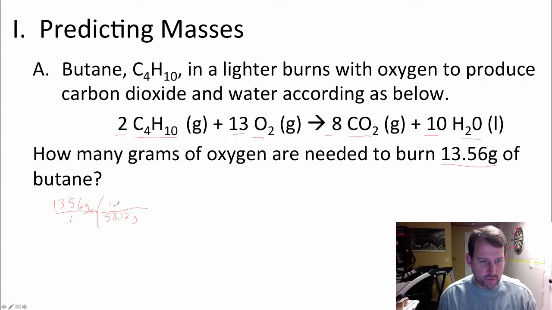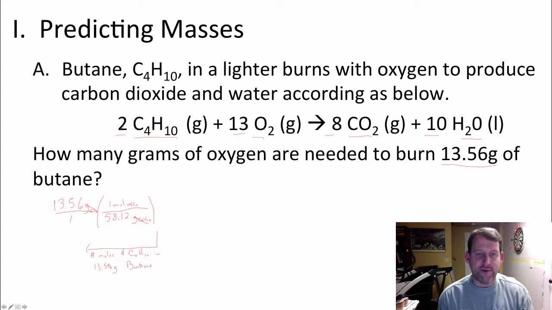58.12 grams is 1 mole of C4H10, and this is C4H10 as well. So now I have right here, these cancel out. What this first step tells me is the number of moles of butane, C4H10, in 13.56 grams of butane, C4H10. So I haven't changed anything. I just converted from grams to moles. This is the how many number.